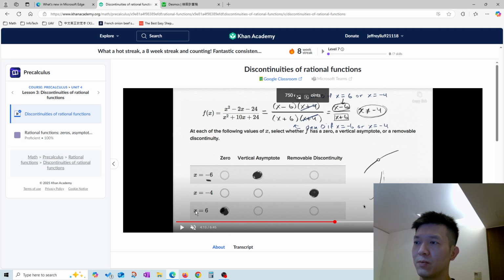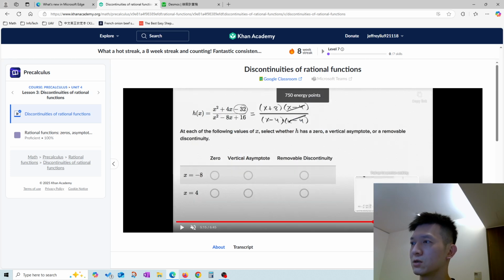Alright, so how about x equals 6? That will make the whole value 0, right? If you plug in 6 either here or here, that will make the whole value 0. So this will be 0, which is your intercept on the x-axis, right? Okay, so let's do another one.